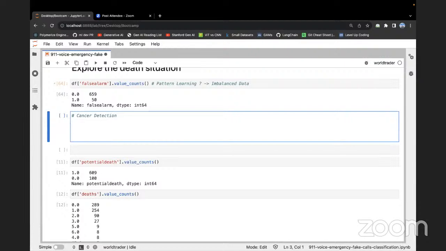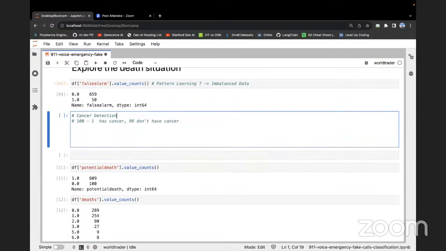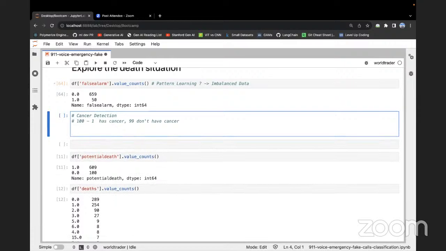So we know the reality is out of 100 people, 1 may have cancer. On an average, out of 100 people, 1 has cancer. Let's say I put it that way. Other 99 people don't have cancer. Now think about it. Instead of building a machine learning model, I can try to act smart or play smart, and I can predict everyone who comes to my clinic. I can just predict that they don't have cancer.